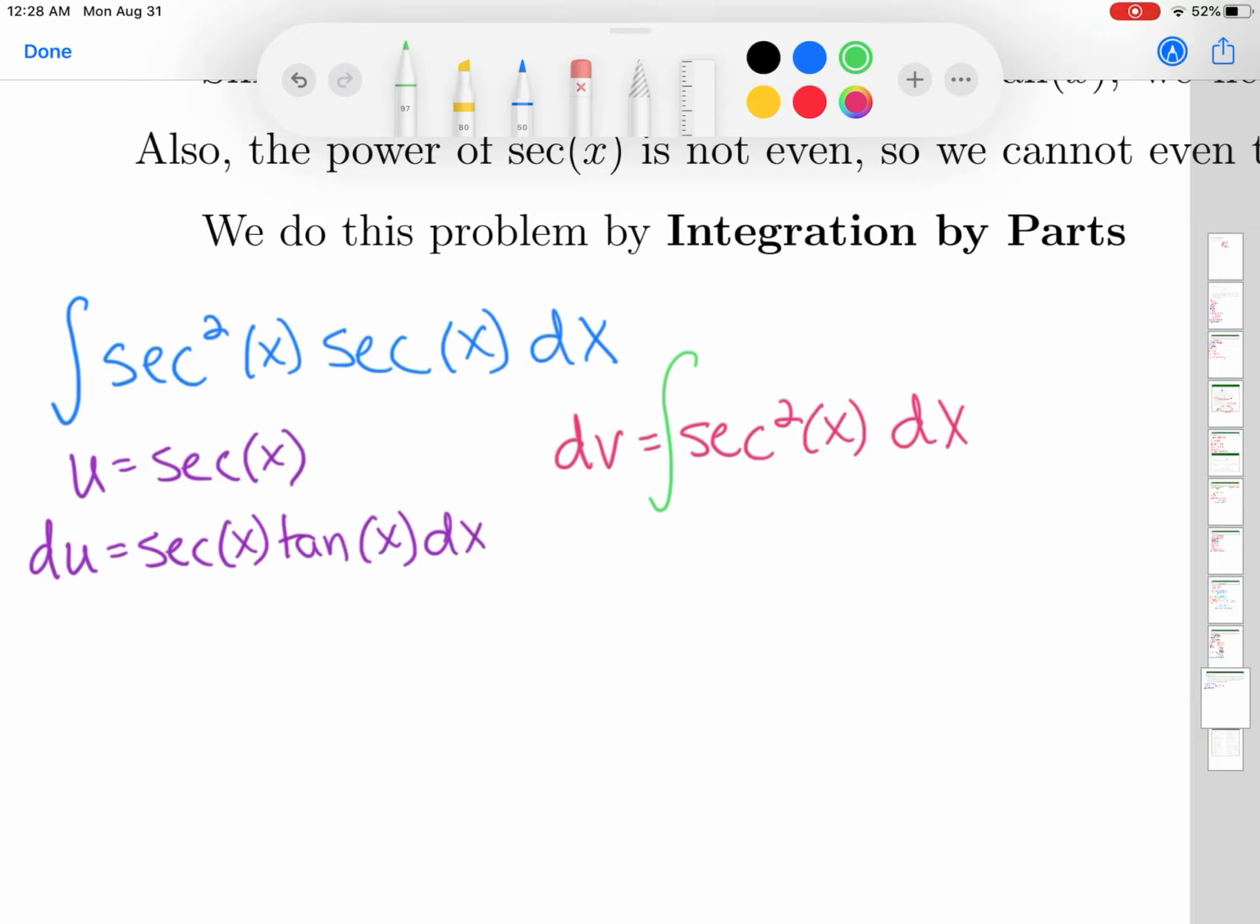Okay, now what we're going to do is find the antiderivative of that, and we're going to call it v. So the antiderivative, when you take the derivative of what, you get secant squared? When you take the derivative of tangent, you get secant squared. So if you're going backwards, this would be equal to tangent x, right? Okay, beautiful. So now we know what u, du, dv, and v are. So now we're actually ready to go ahead and rewrite this.